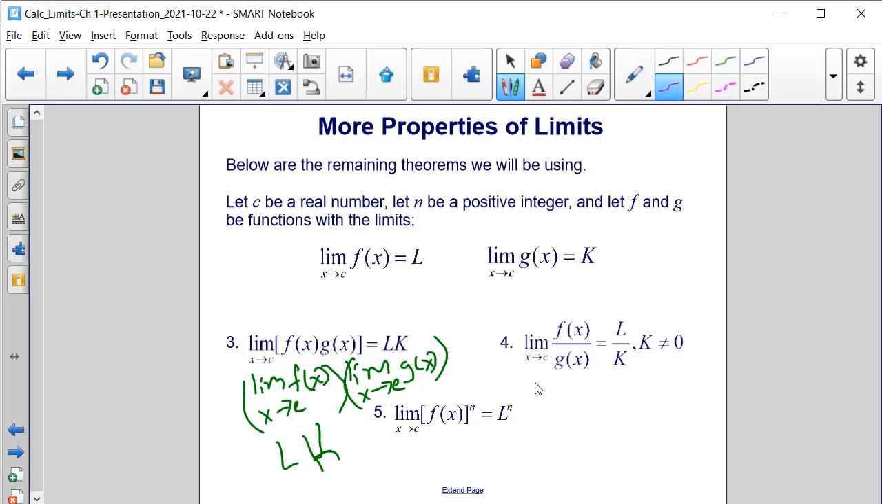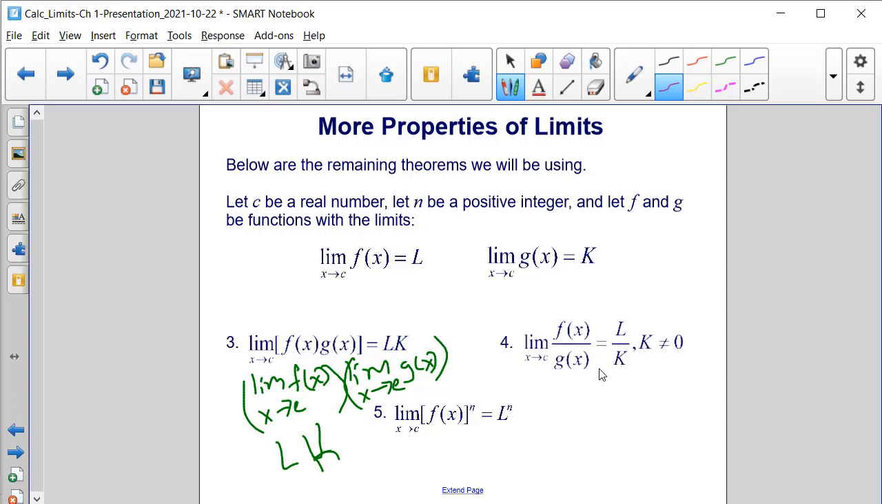Now let's look at the next one, number 4. The limit of f of x divided by g of x as x approaches c is equal to L divided by k, where k cannot equal 0 because you can't have a denominator of a fraction be 0.